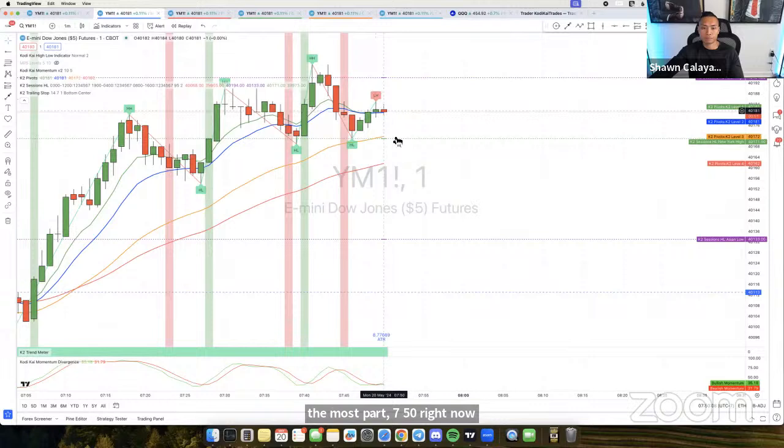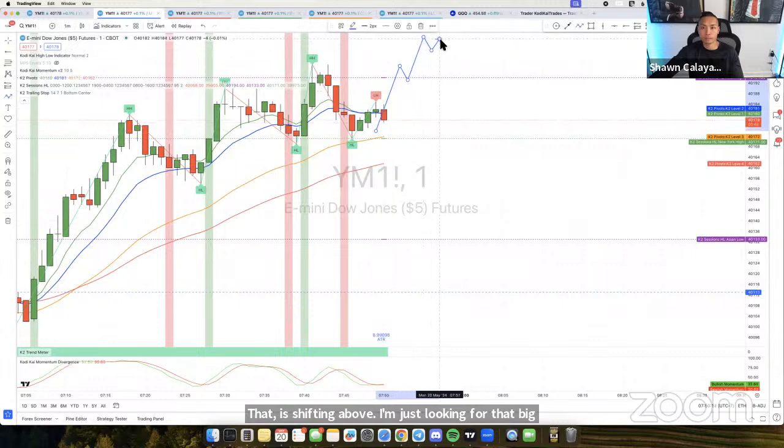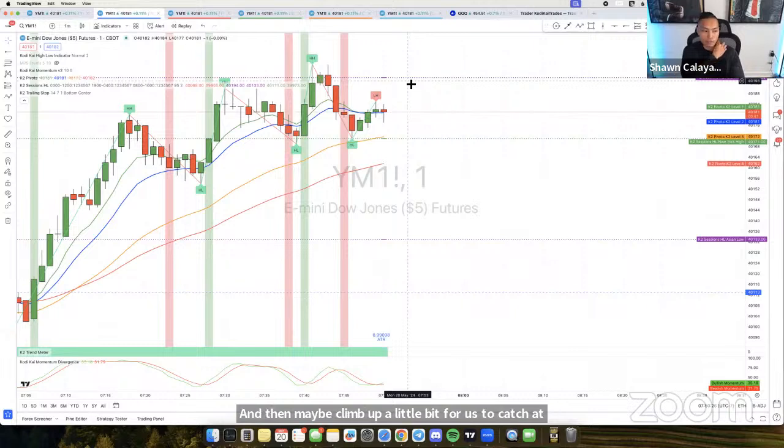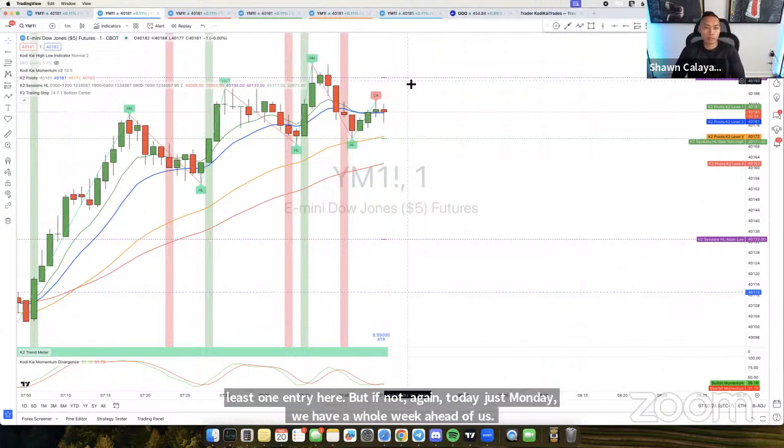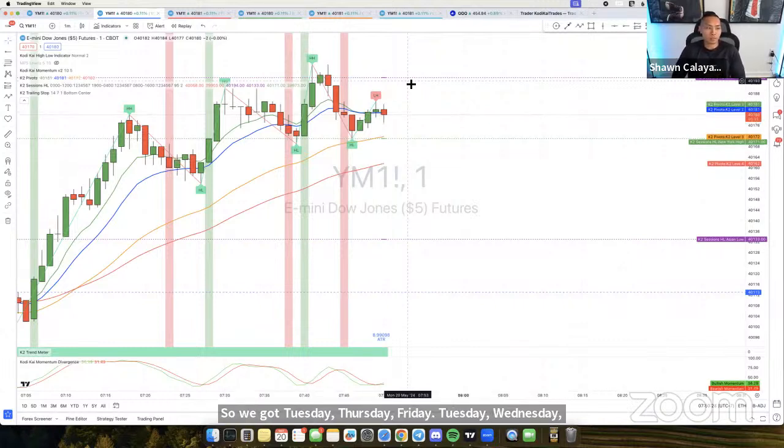Divergence is shifting above. I'm just looking for that big candle. I'm looking for a big candle to push up and then maybe climb up a little bit for us to catch at least one entry here. But if not, again, today's just Monday. We have a whole week ahead of us. We got Tuesday, Wednesday, Thursday, Friday. We got 4 days ahead of us. There's no need to force any trades on Monday.